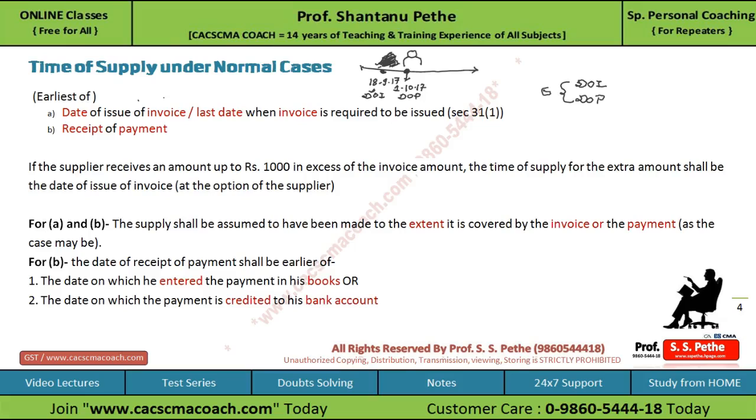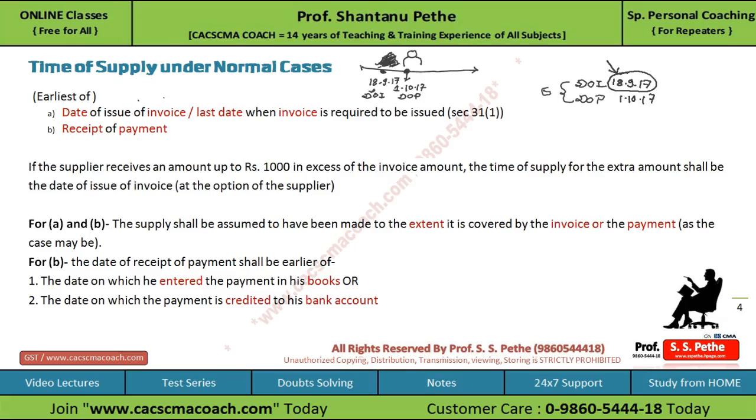So in this example, you can see that the date of invoice was 18th of September and the date of payment was 1st October 17. So this is earlier. So the date of supply or the time of supply of these goods will be treated as 18th of September 2017. Now there is another point you have to remember.